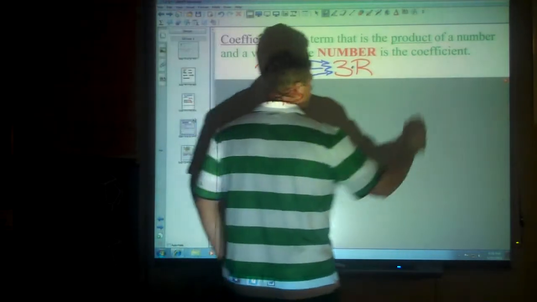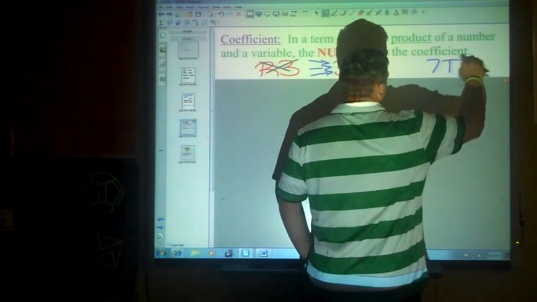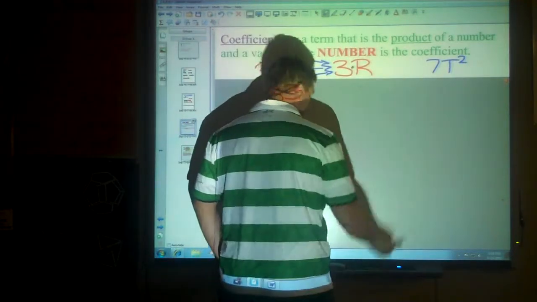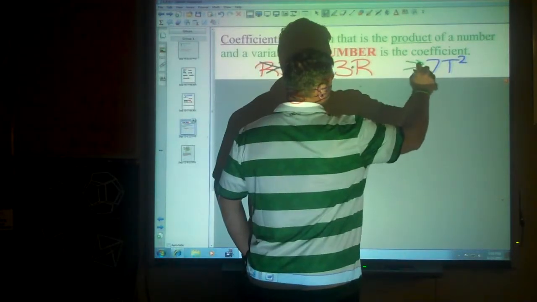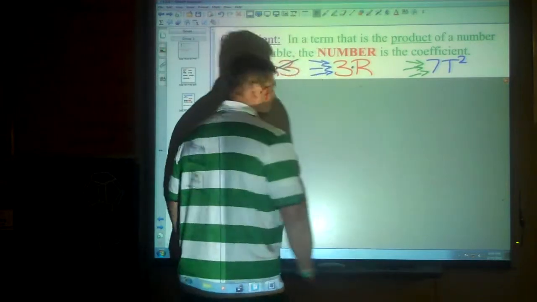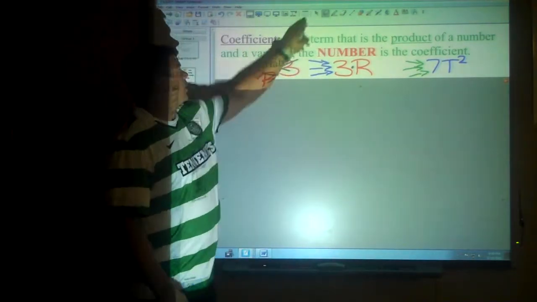If you had 7t squared, the coefficient would be 7. That's the coefficient. The number in front of the variable.